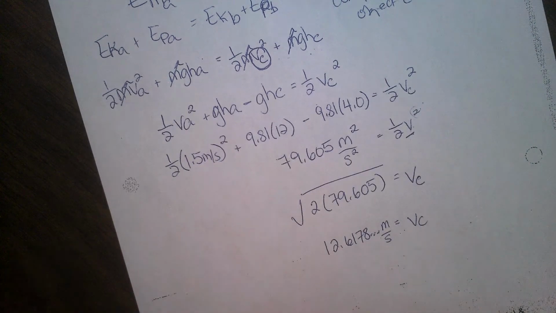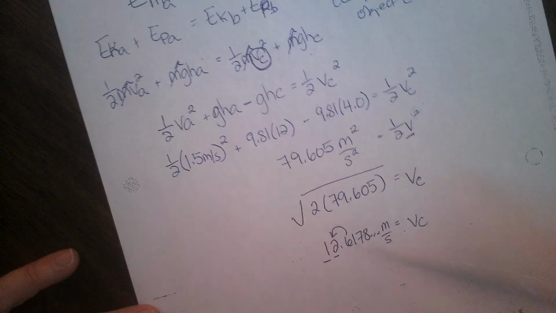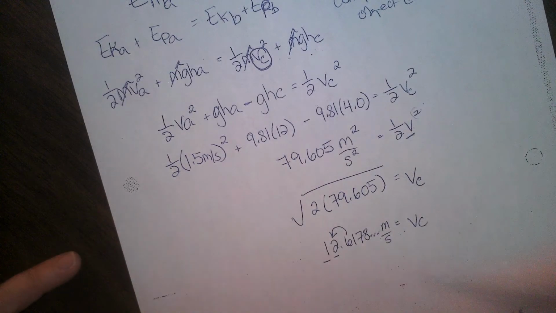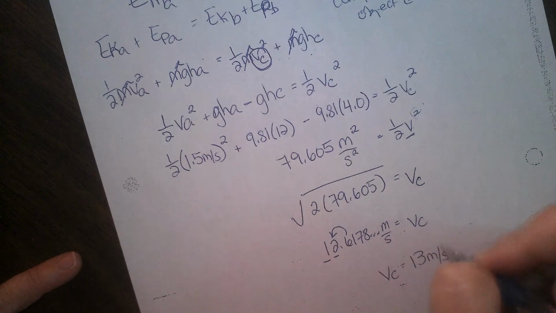When I go back to the original question, I'm limited by the velocity of 1.5, the distance of 4.0, to 2 sig figs. 1, 2. The 6 will have an effect on the 2. So VC is equal to 13 meters per second.